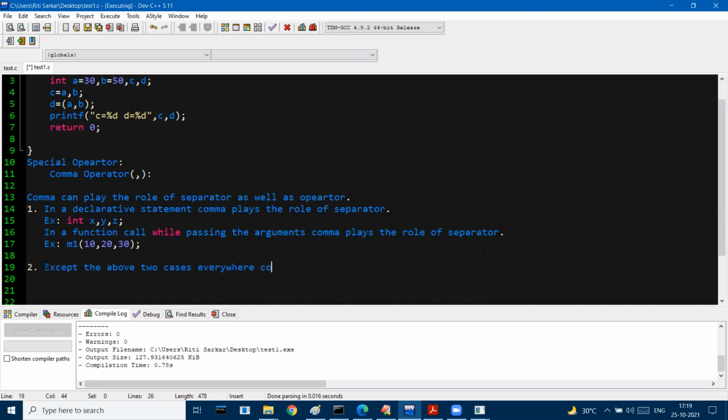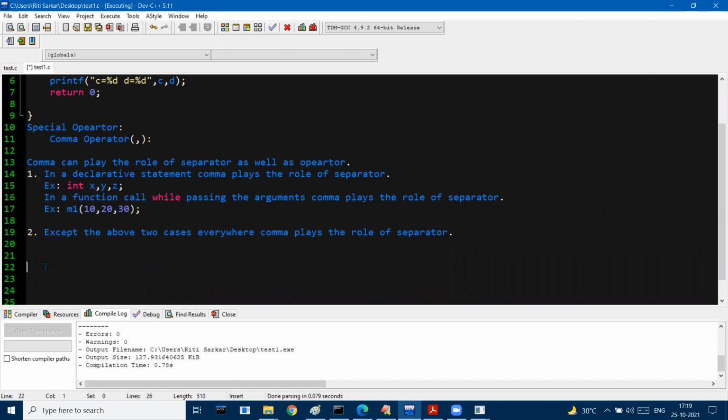Everywhere else, comma plays the role of separator. Except these above two cases, everywhere comma plays the role of separator.